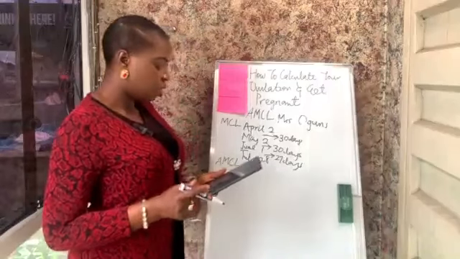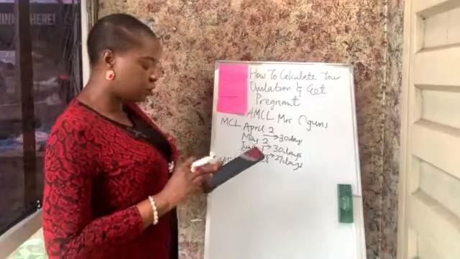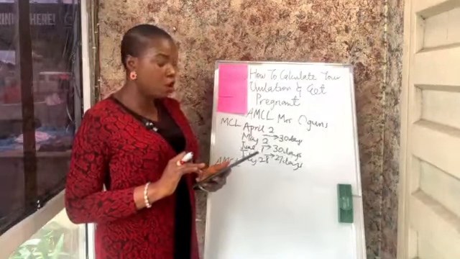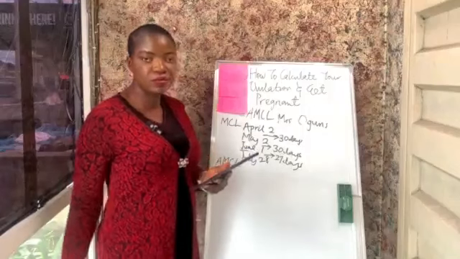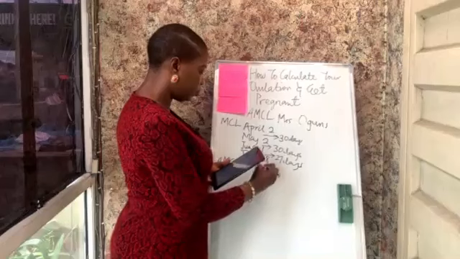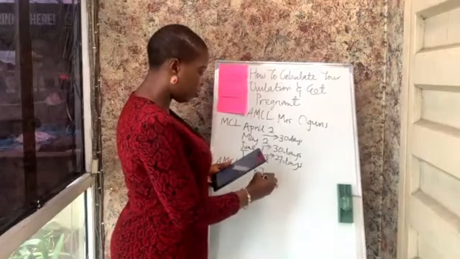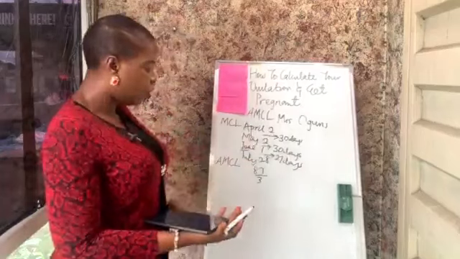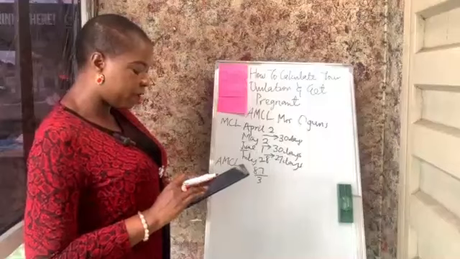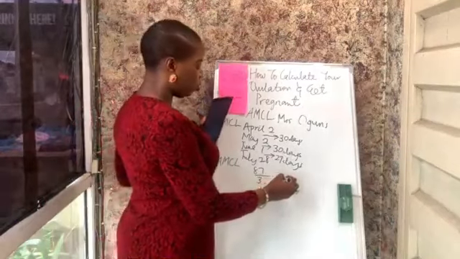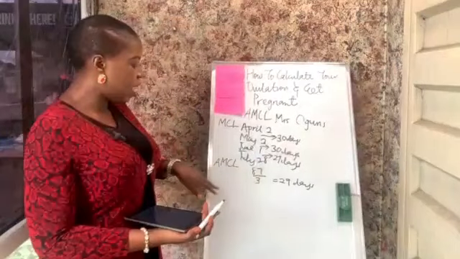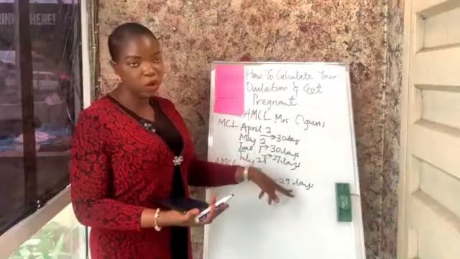So we go to your calculator. I'm going to have 30 days plus 30 days plus 27 days. So I have here 87 over 3. We are taking an average of this. 87 divided by 3 is going to give us 29 days. So now our AMCL is 29 days.